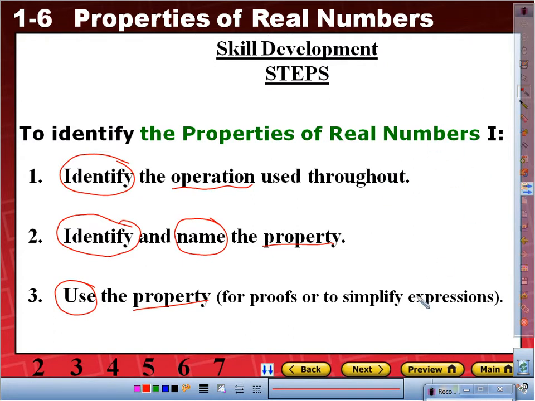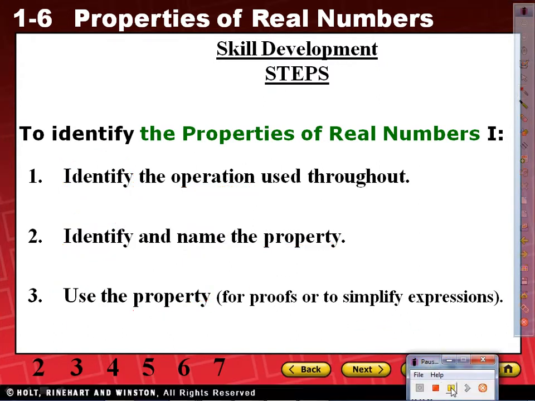So, with that said, three easy steps. Number one, identify the operation throughout. Step two, identify and name the property. And step three, use the property. Okay, tell your neighbor the steps and have them tell you yours. Please, the same one. All right, here we go.